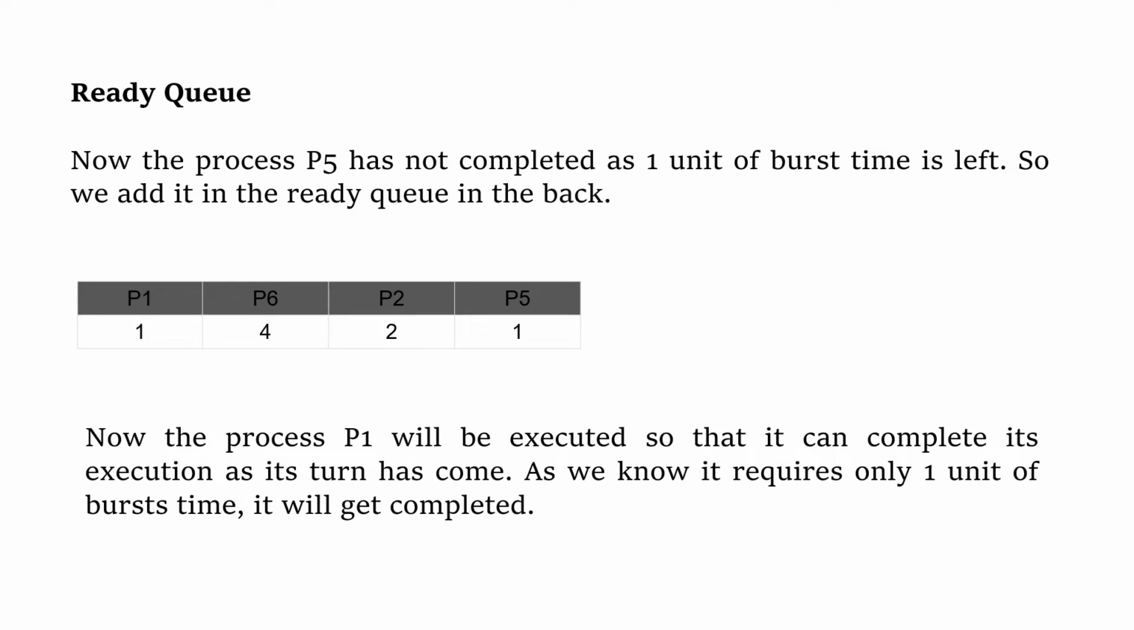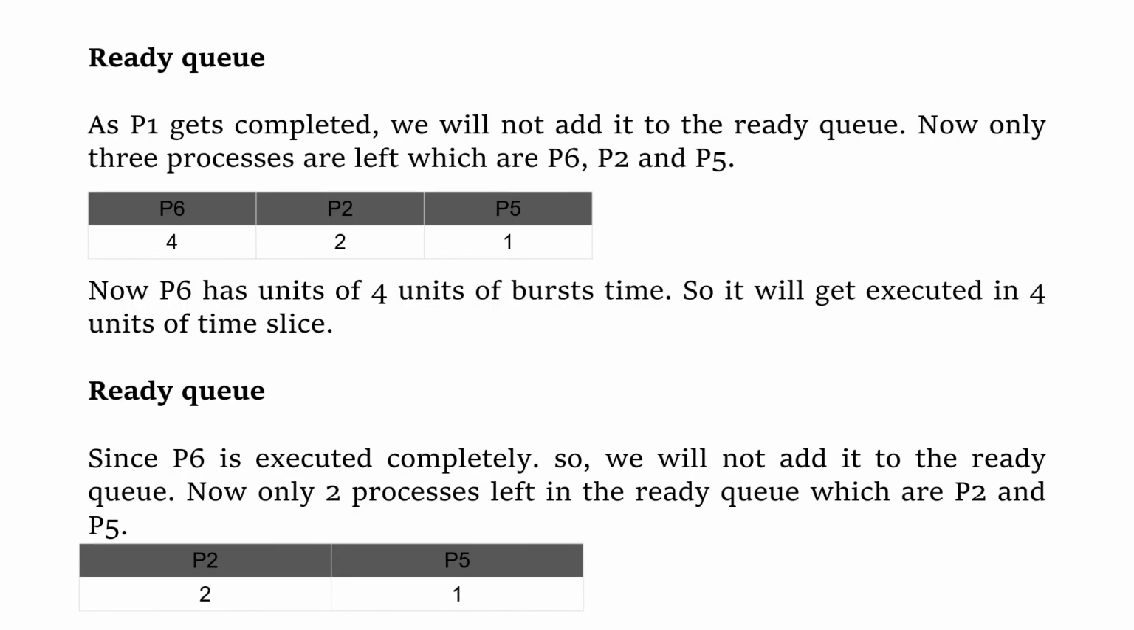And now process P1 is at the front of the ready queue. It has its remaining burst time of 1, so it can complete its execution. Then after P1, we have P6, P2 and P5 in the ready queue.